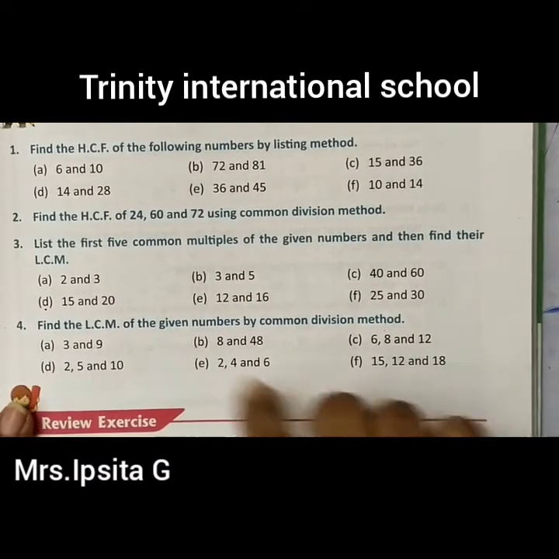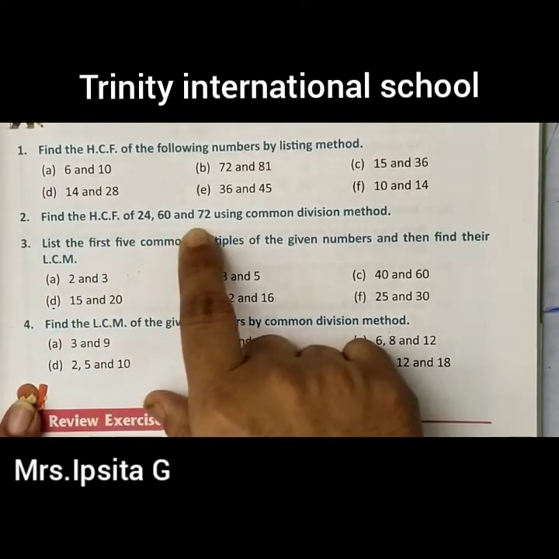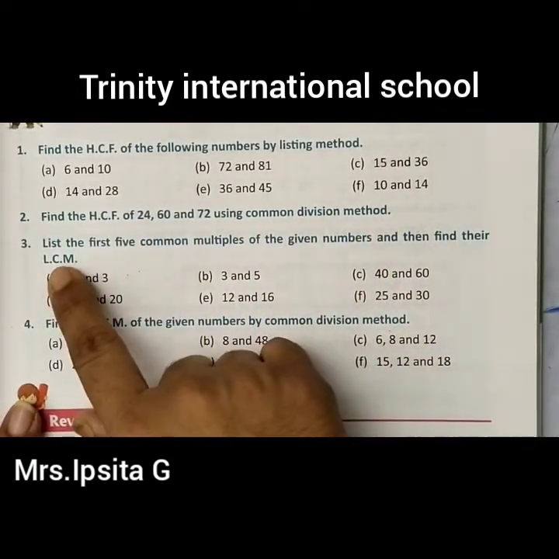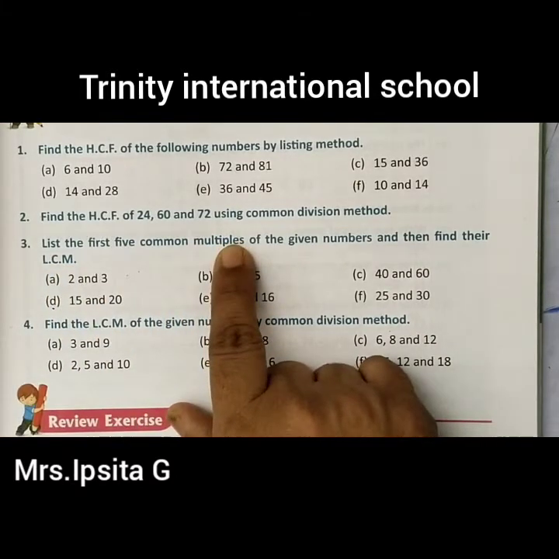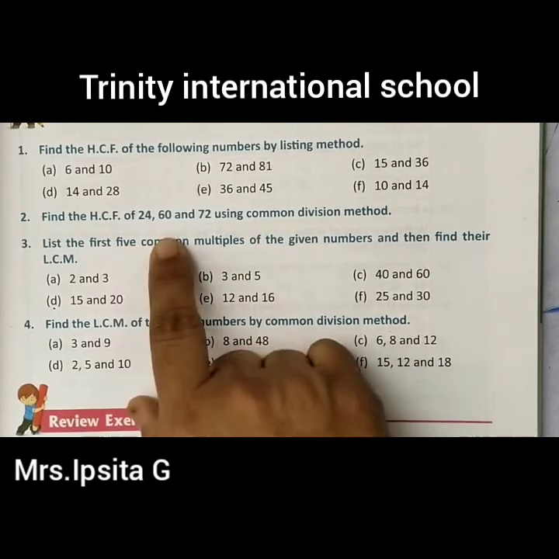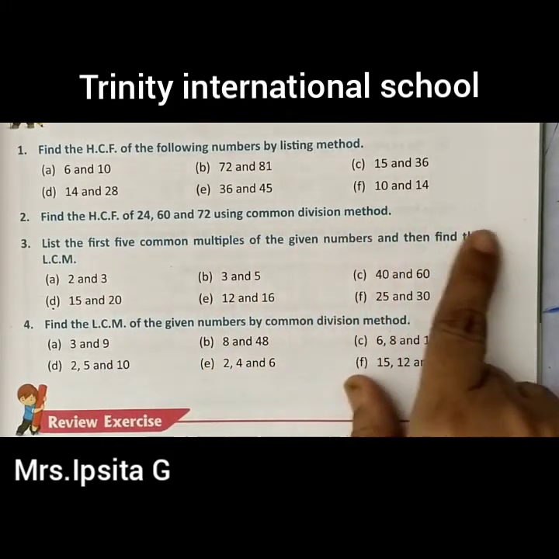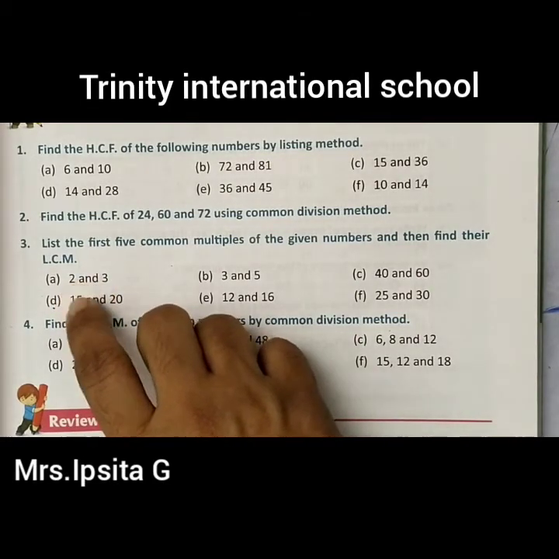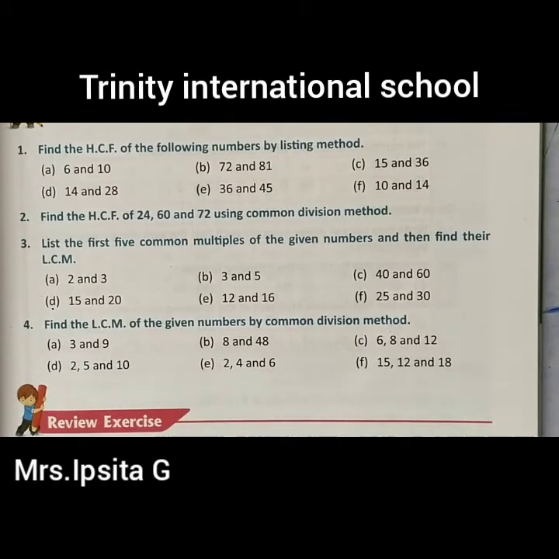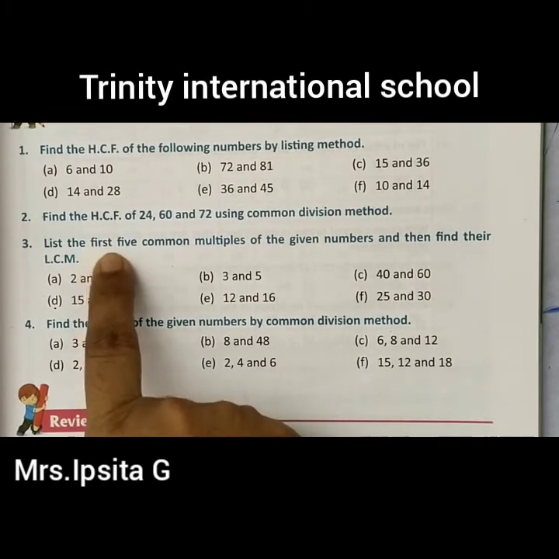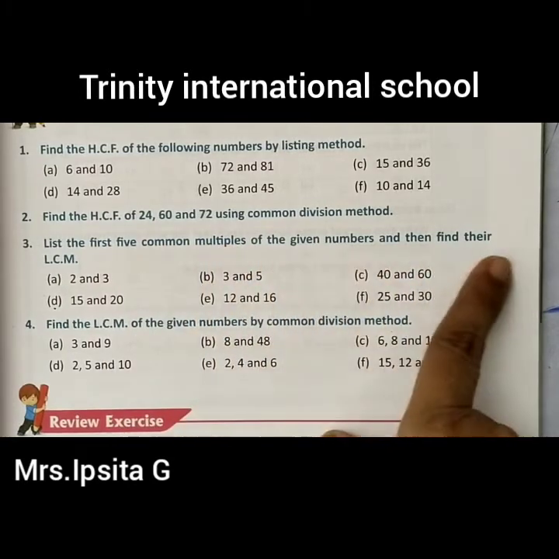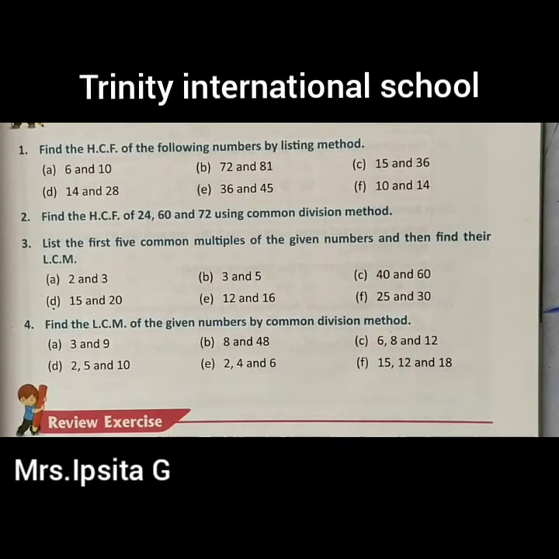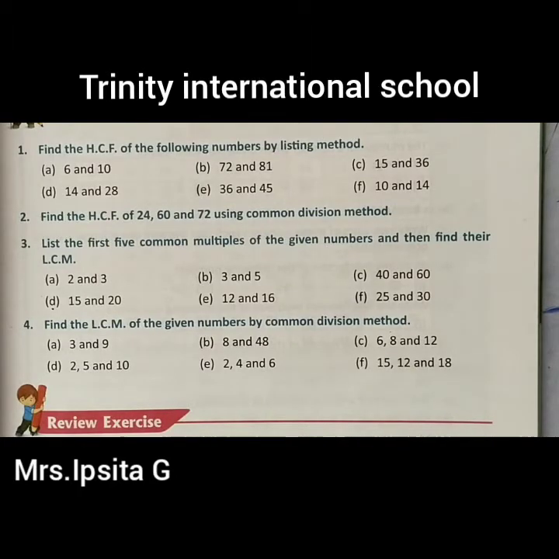Third question is list the first 5 common multiples and then find their LCM. So multiples you know they are unlimited. तो आपने क्या निकालना है, 5 common multiples of the given numbers and then find their LCM. So you are going to find out again the multiples and then you have to list the first 5 common multiples and then find their LCM. Okay, because you are going to find out the lowest or least common multiple, so only 5 multiples is sufficient. Let us see how we can go for it.